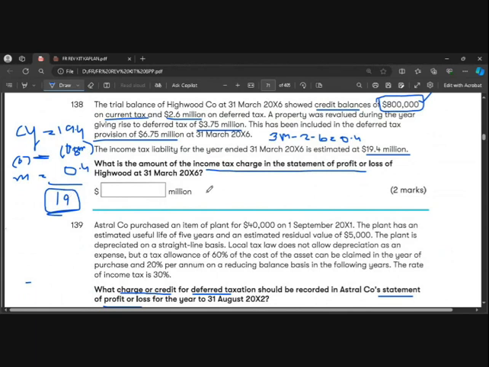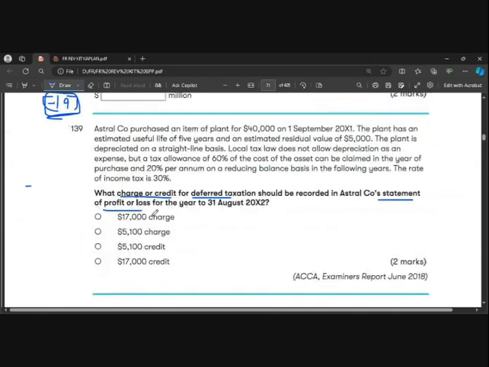Expenses will be charged. That's the word that you use: charge to SOPL. Let's say if it's a negative 90, it's an income. Basically, you are going to get it. That's why they're telling you whether it's a charge or credit for deferred tax that should be recorded in SOPL. Okay, try this question. Be very careful with zeros, what amounts they're asking, and all those things.